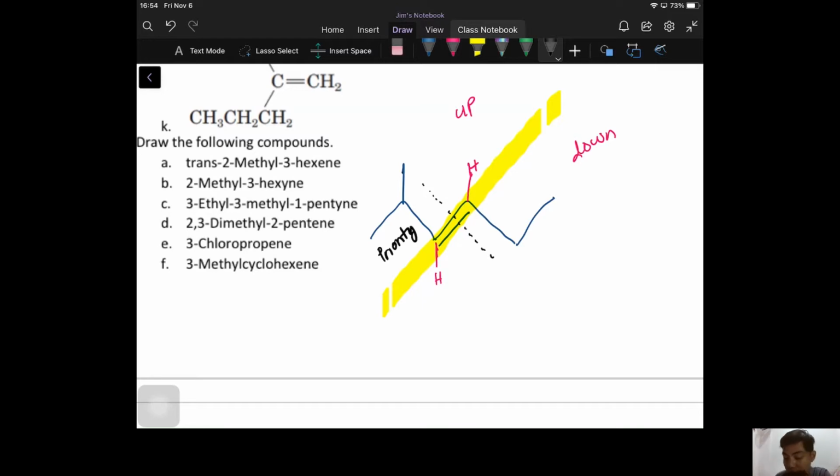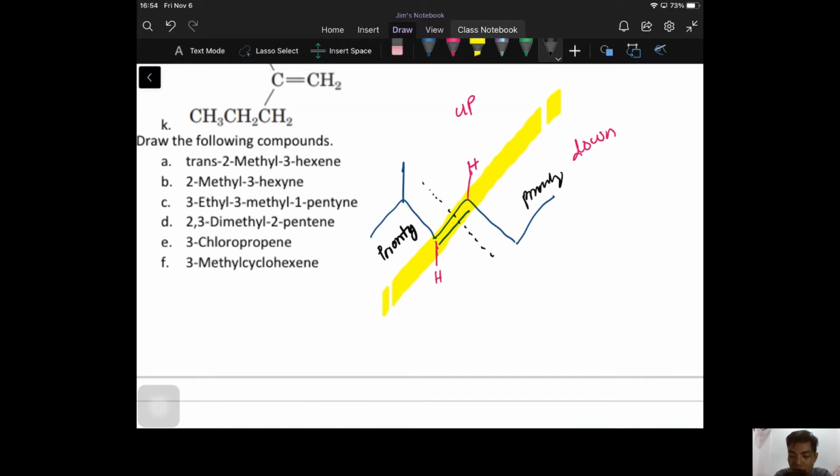Yung H2, sa H3 sa baba. So this will be our priority. Ano yung location ng ating priorities? Are they on the opposite side or the same side? They are both on the opposite side of the double bond.